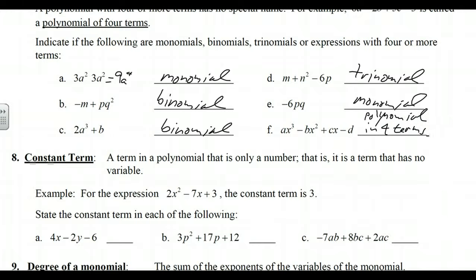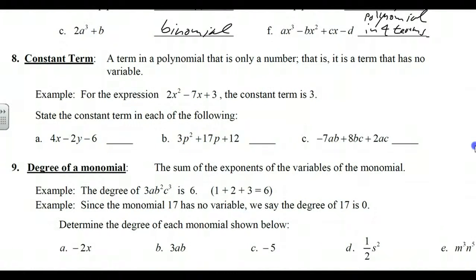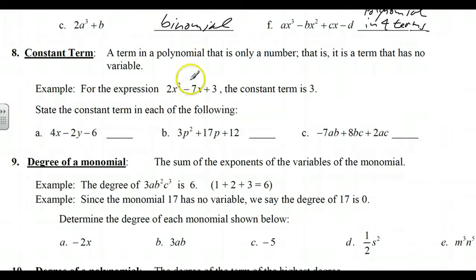Constant term: a term in a polynomial that is only a number. That is a term that has no variable. So for the expression 2x squared minus 7x plus 3, the 3 is the constant term, right? No variable. A constant term has no variable.